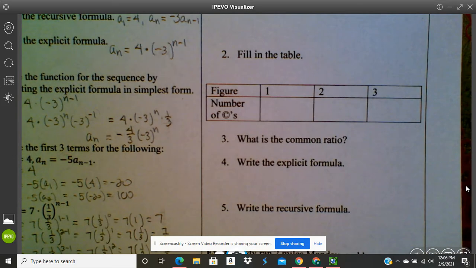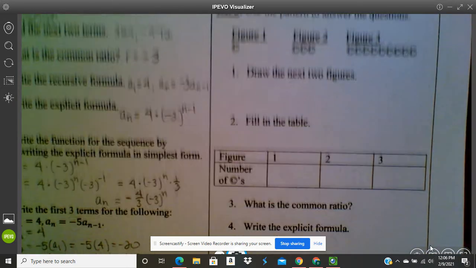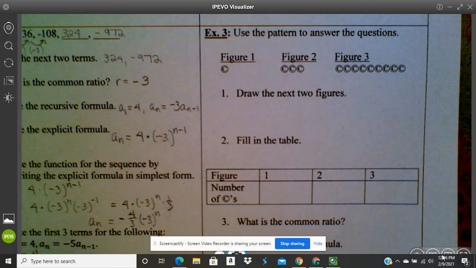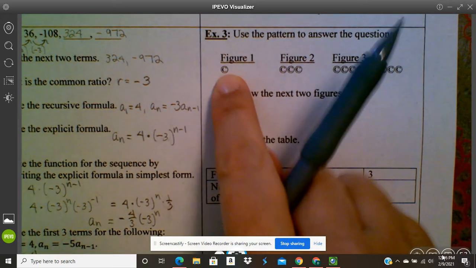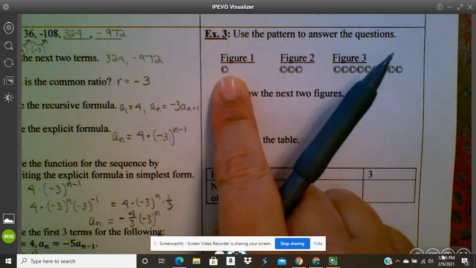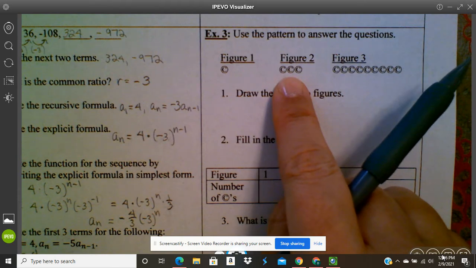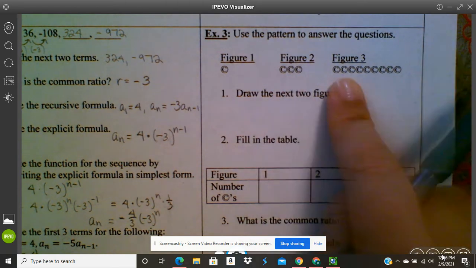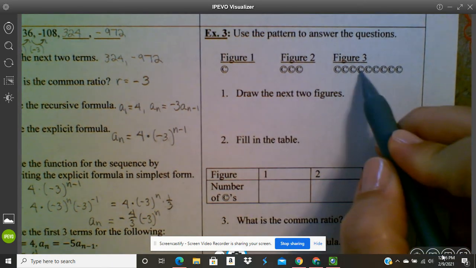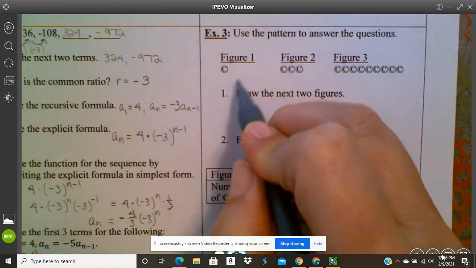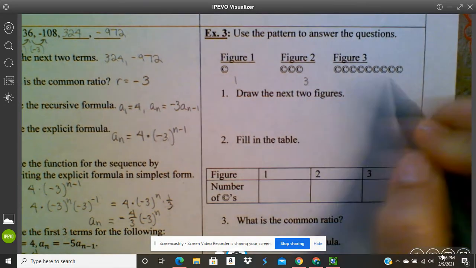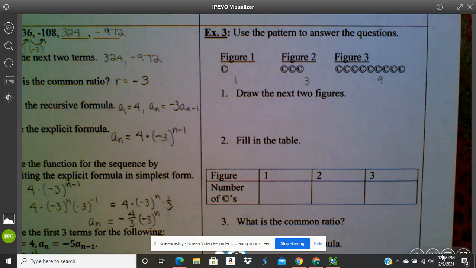Now let's look at example 3. Use the pattern to answer the following questions. So in figure 1, I've just got one little copyright symbol. Figure 2, I've got 3 symbols. Figure 3, I've got 9. So we've got 1, 3, and then 9. So it looks like I'm multiplying by 3.